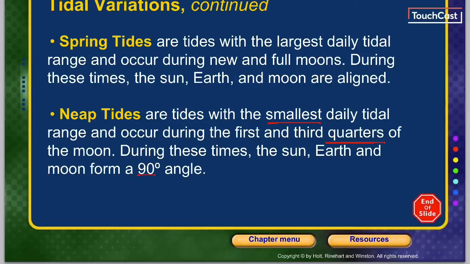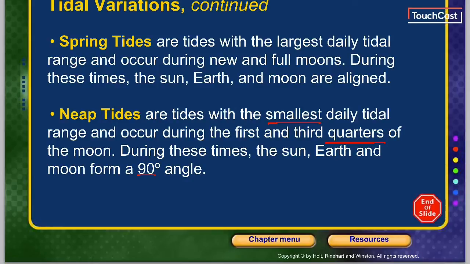When we're having neap tides, which are when we have the smallest tidal range, or difference between high tide and low tide, that occurs when the moon and the sun are working opposite to one another, and they're pulling against each other. So it's the smallest daily tidal range. So smallest is your word you fill in there. And it occurs during the first and third quarter moons, when the moon is 1/4 of the way around or 3/4 of the way around planet Earth.